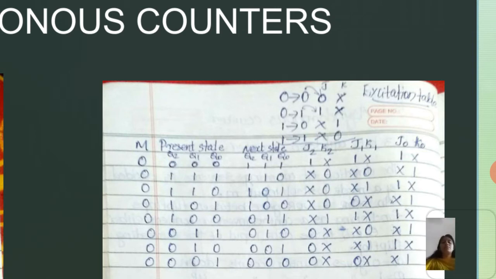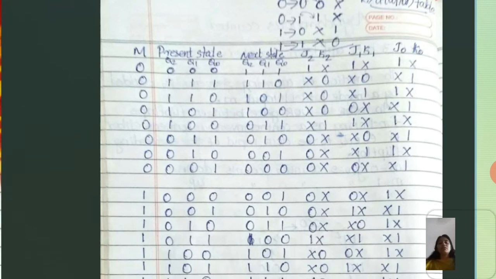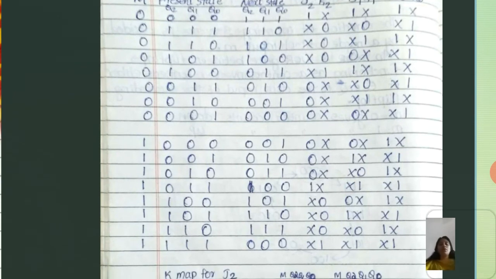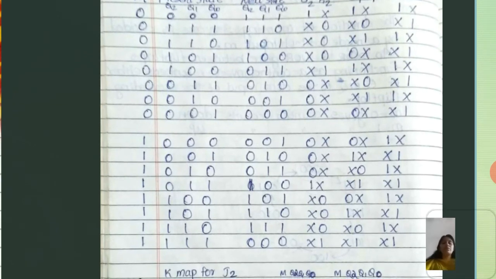Moving on to the next step, the third step, that is the next state table representation. Here you can see we are having 8 plus 8, 16 combinations of state changes. If you are providing the m value as 0, you are doing the down counting, which starts from 000 and moves to 111. You can fill that section using the state diagram.